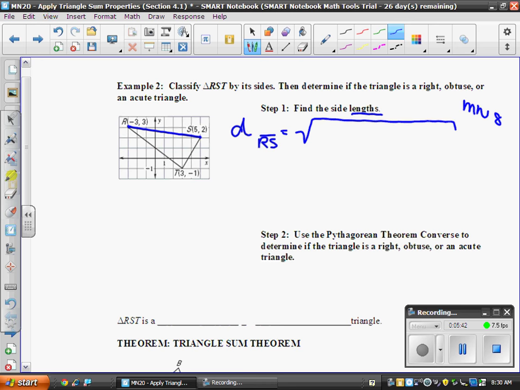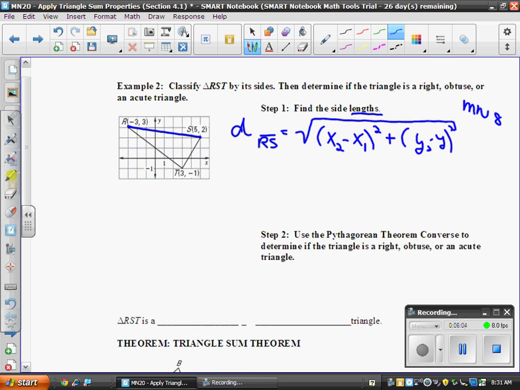I'm also going to let you know that that's a review in your MN8 notes, if I'm not mistaken. It's either MN7 or MN8. I'm pretty sure it's 8. But the formula goes a little something like this. You're taking the difference of your x coordinates, squaring those, and adding that to the difference in your y coordinates squared. And then after you find that sum, you take the square root of that.